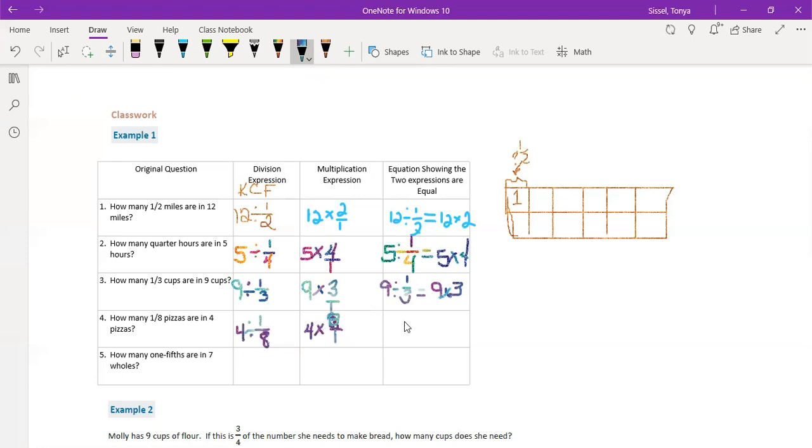So now we just write this down. 4 divided by 1/8 is equal to 4 times 8.